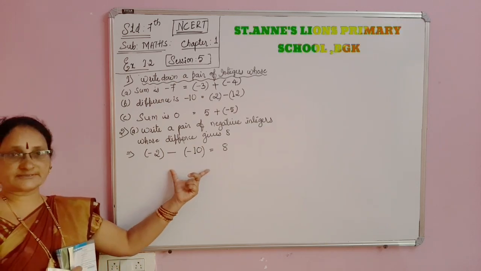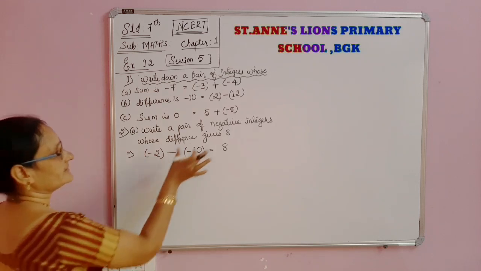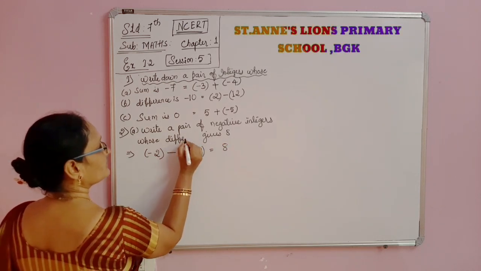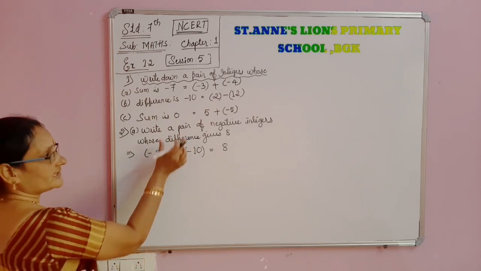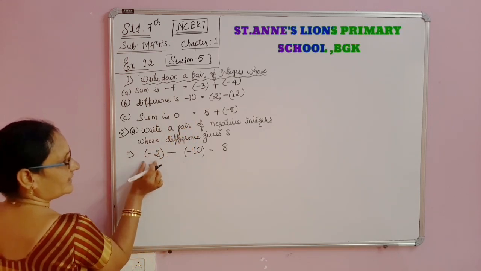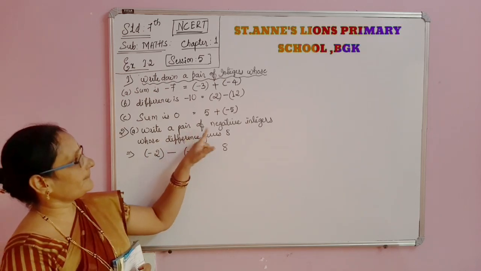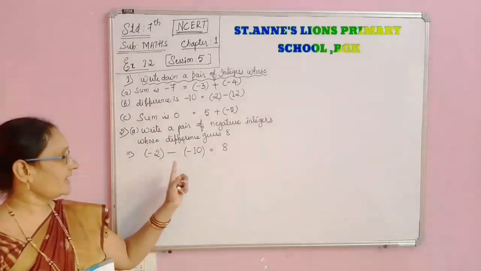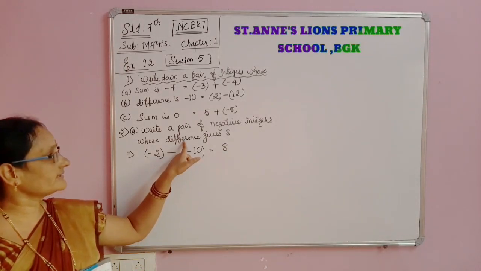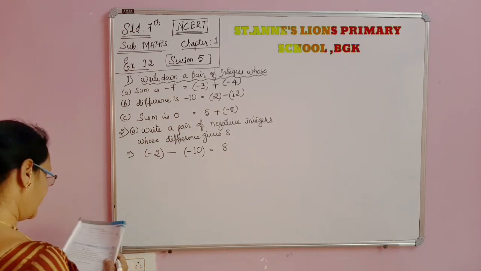Not only these numbers, any other numbers also. Here see, whose difference. Here it has become difference, so difference means here we take minus. Sum means you have to take plus. And these are the two negatives. Why have I taken negative here? A pair of negative integers, so we have to take negative here. And here difference. So under this given condition only we have to take the integers.